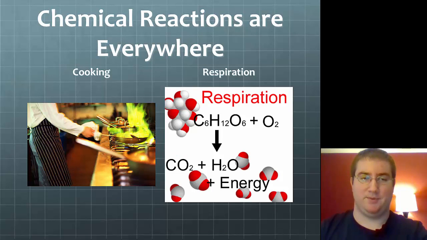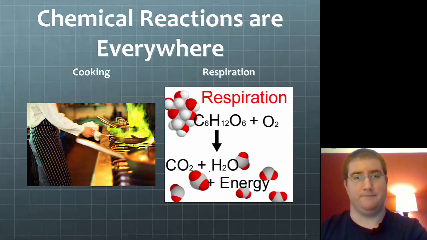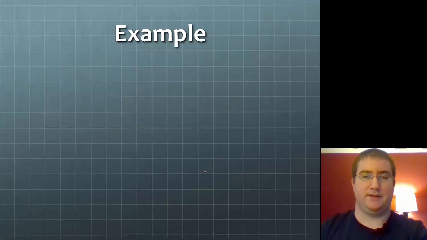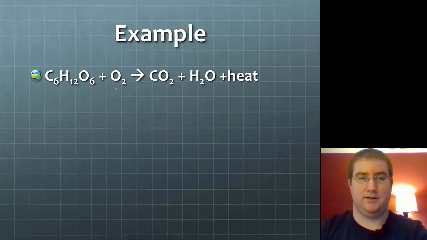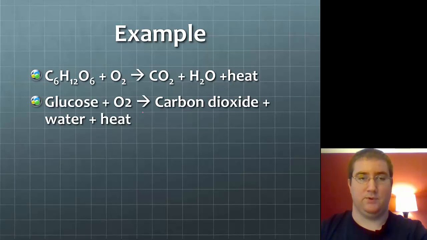They're in cooking. Anytime you brown a piece of meat, that's a chemical reaction. They're in respiration, when you're breathing and actually breaking down sugar to release energy to power your body. Here's an example of a chemical reaction. C6H12O6 plus O2 goes to CO2 plus H2O plus heat. In words, this would read: glucose plus oxygen goes to carbon dioxide plus water plus heat.